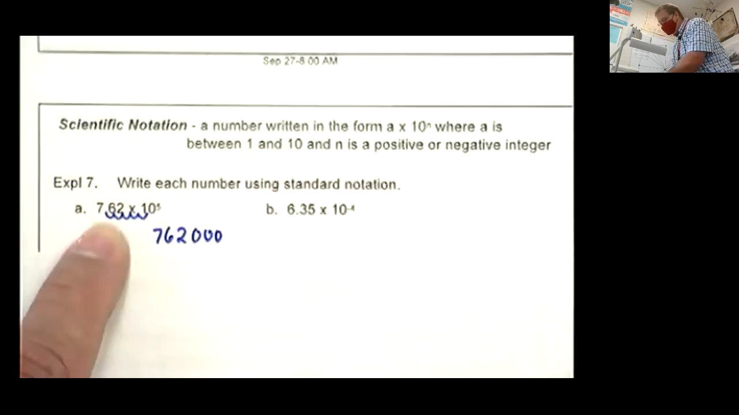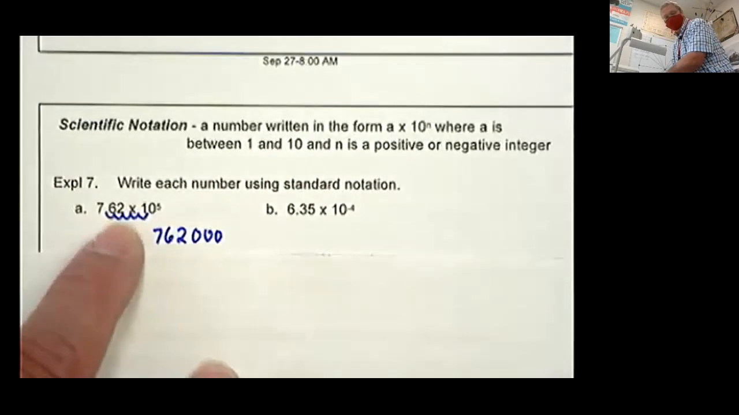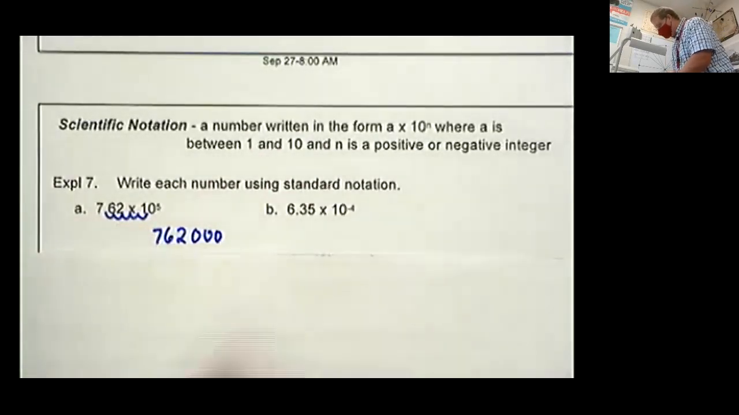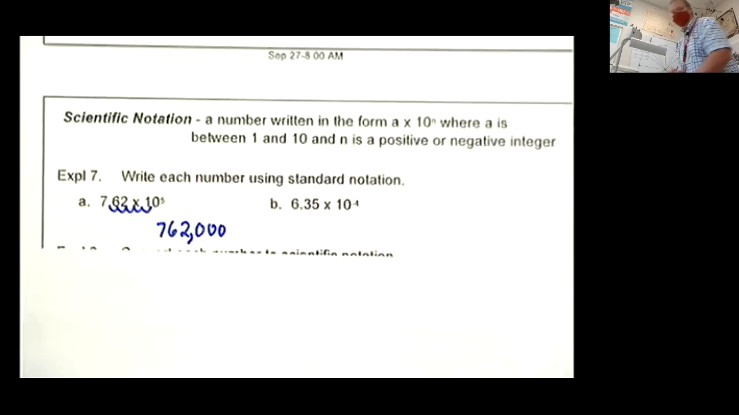2 of the place values were taken up by the 6 and the 2. I had 3 left over. We fill in with the 3 zeros. And then finally, we come back with commas every 3 places.